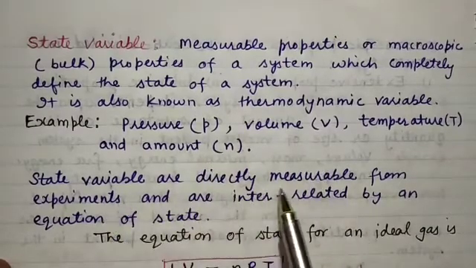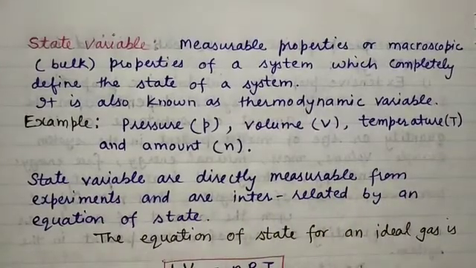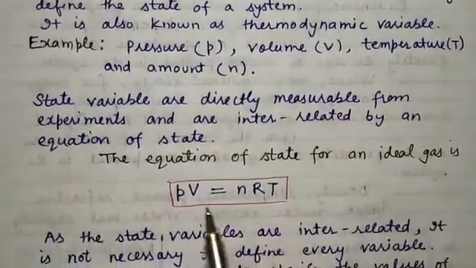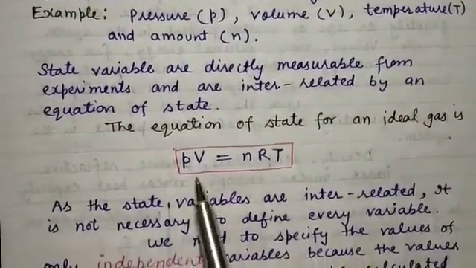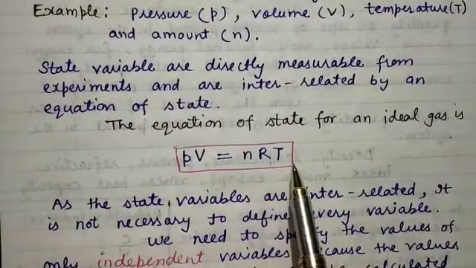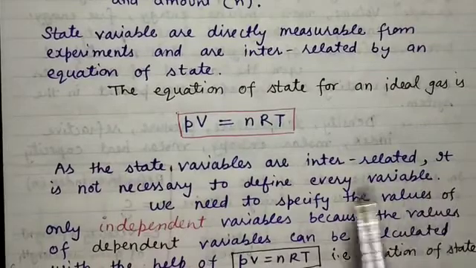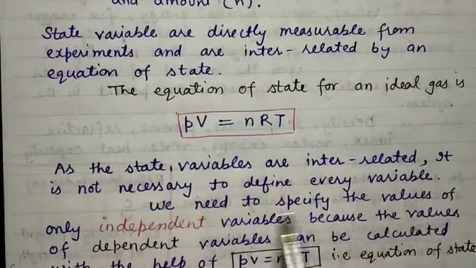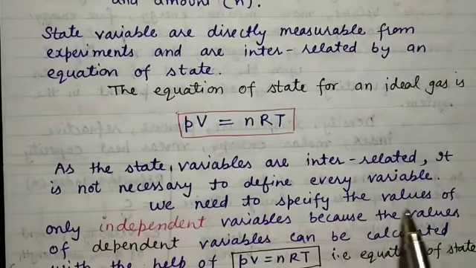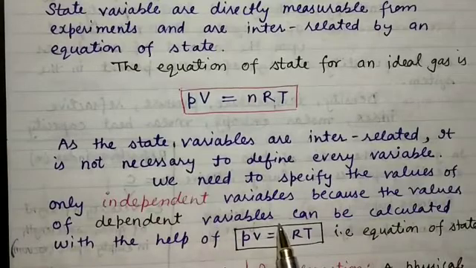State variables are directly measurable from experiments and are interrelated by the equation of state, which is PV = nRT. Here P is the pressure, V is the volume, n is the number of moles, R is the universal gas constant and T is the absolute temperature. As the state variables are interrelated, it is not necessary to define every variable. We need to specify the value of only the independent variables, because the values of the dependent variables can be calculated with the help of this state equation, PV = nRT.